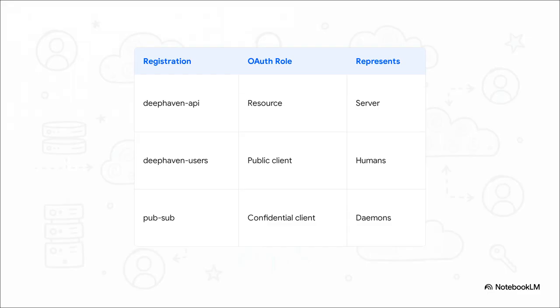This brilliantly illustrates how we don't just use one catch-all configuration. Instead, we split our identities into 3 completely distinct app registrations to handle entirely different authentication scenarios. First, Deephaven API acts as the resource or audience. That literally represents the Deephaven server itself. Next, Deephaven users acts as a public client, representing our human users accessing the web IDE. And finally, Deephaven PubSub is our confidential client, dedicated strictly to our headless daemons and background scripts.